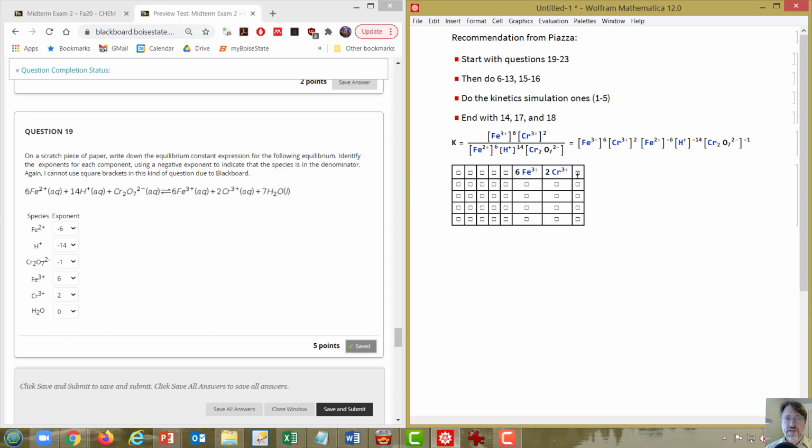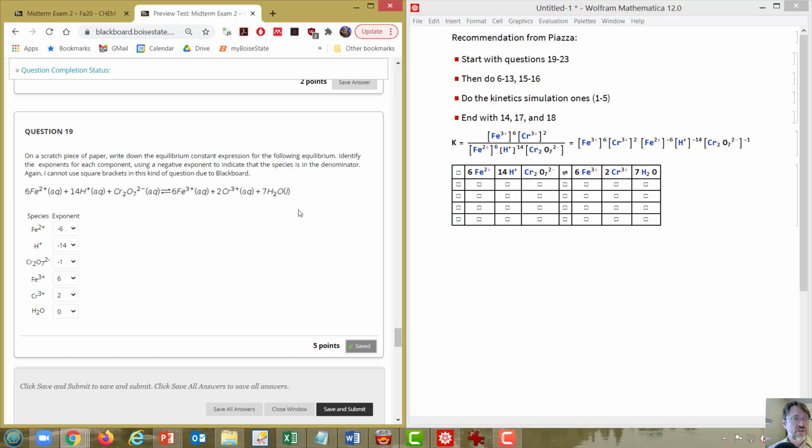We also have the 7 H2O, but we don't care about that. I'm going to put my equilibrium expression there. Here we need the Fe2+, and there are 6 of those. We need our H+, and there are 14 of those. And we need our dichromate. There's only 1 of those.